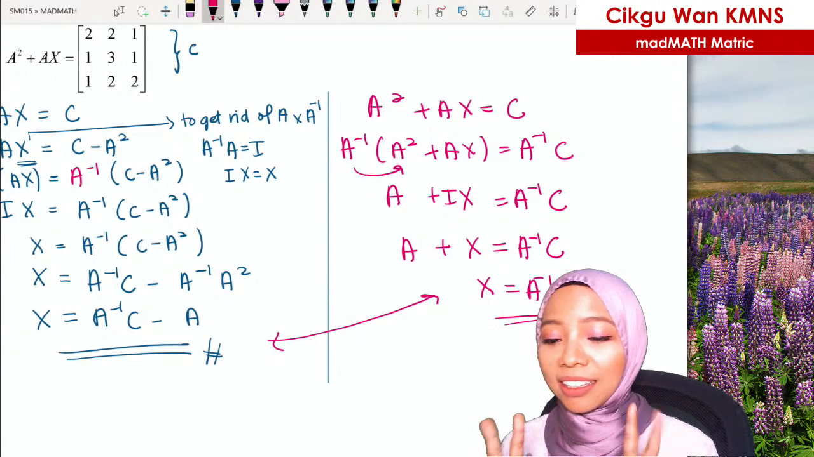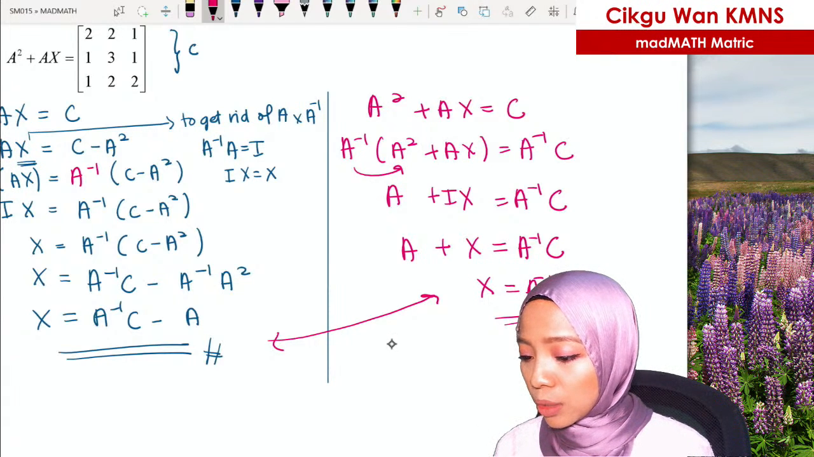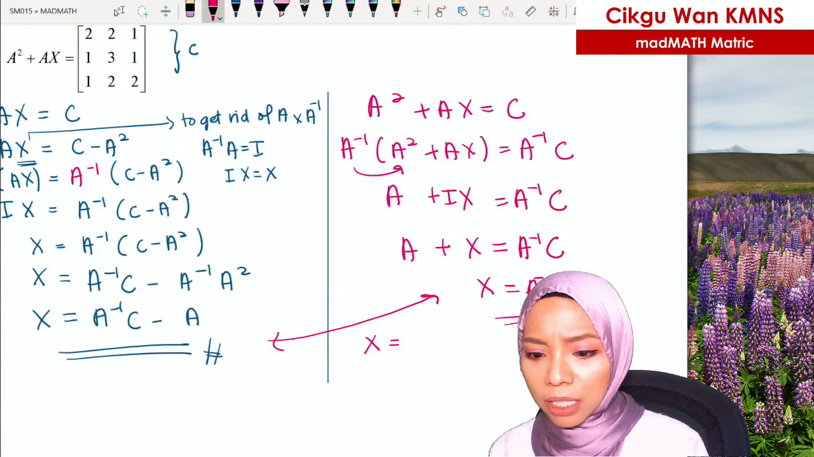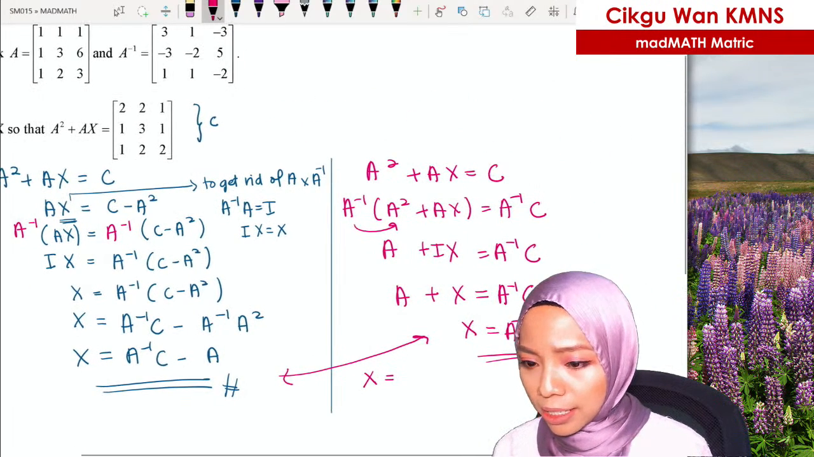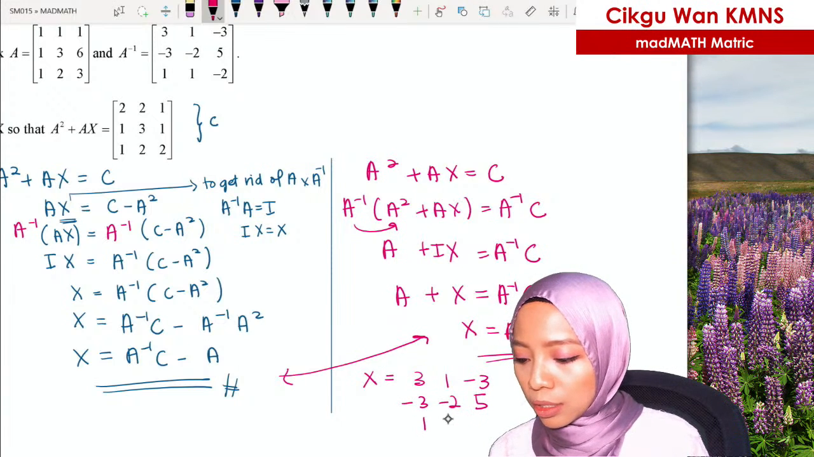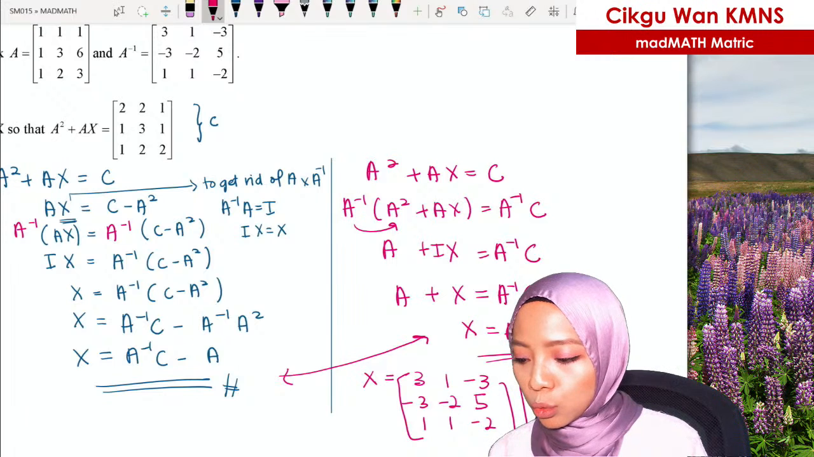Okay, ini tak berhenti setakat ini, you kena masukkan nilainya lah. Okay, mari kita masukkan nilai. Sekejap sikit ke sini. What is our A inverse? A inverse itu seperti yang dalam soalan, 3, 1, negative 3, negative 3, negative 2, 5. Okay, kita 1, 1, negative 2. Okay, times with C. What is our C? 2, 2, 1, 1, 3, 1. Don't worry, nampak complicated.